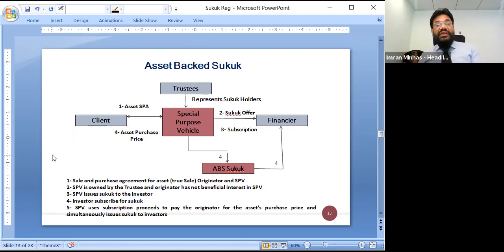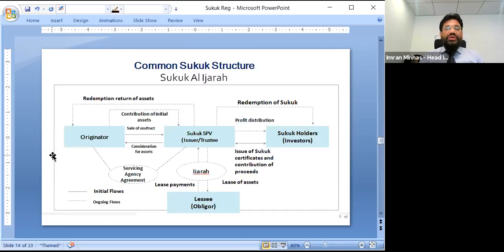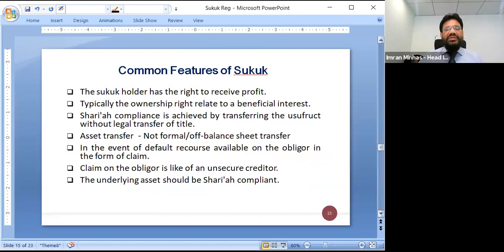But there are certain legal issues which we need to address in the regulations as well. So these are the modes where the asset or the Sukuk can be structured. This is general and common in Ijara Sukuk. I skip it here for the sake of brevity, and proceed further to touch our real topic, that is the regulation. What are the common features of the Sukuk?